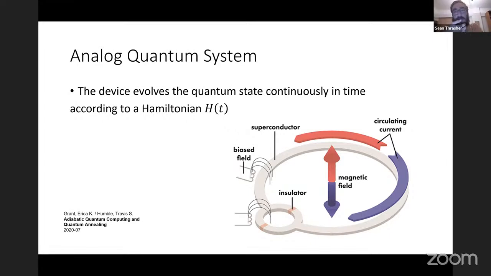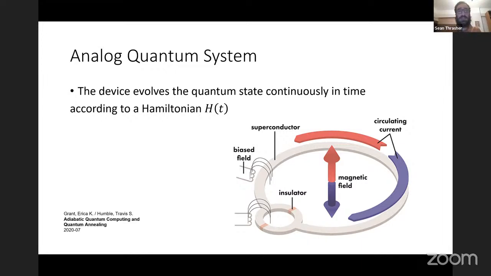There are many examples of analog quantum systems. This is an example here. This is a Josephson junction, and you can encode your qubits as the flux here, and you have some external parameters that you can change continuously in time. That's the key idea of an analog quantum system. You should be able to manipulate it continuously in time.